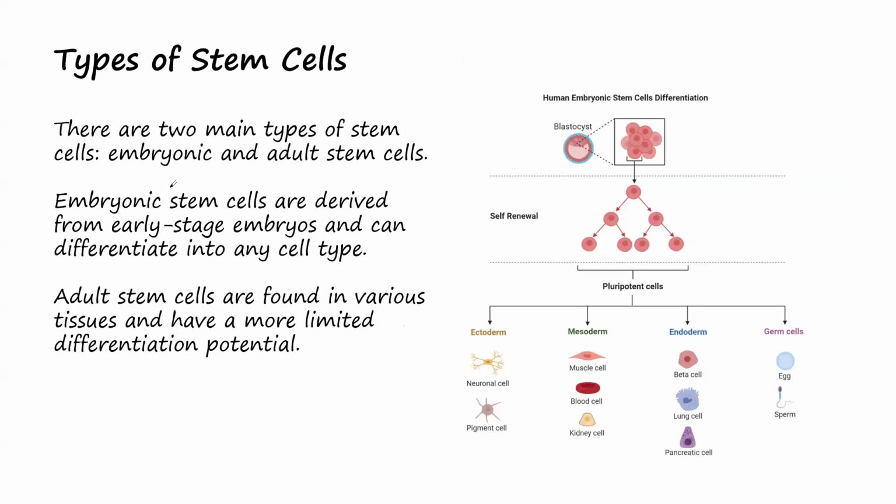Ladies and gentlemen, we have two main types of stem cells, although there are many. Let's look at them. We have embryonic stem cells and we have adult stem cells. So what are embryonic stem cells? Embryonic stem cells are cells that are derived from early stage embryos.